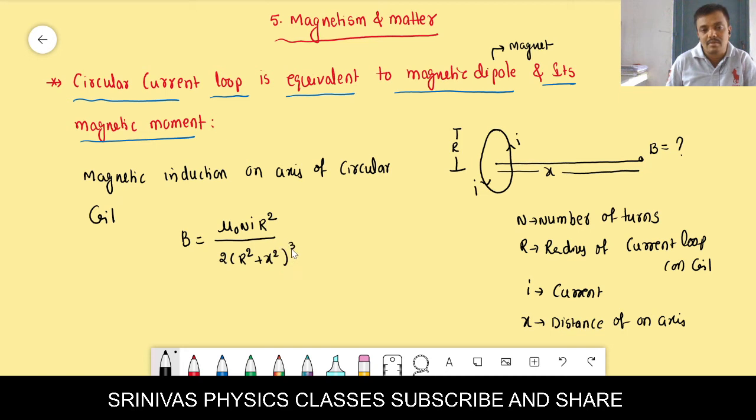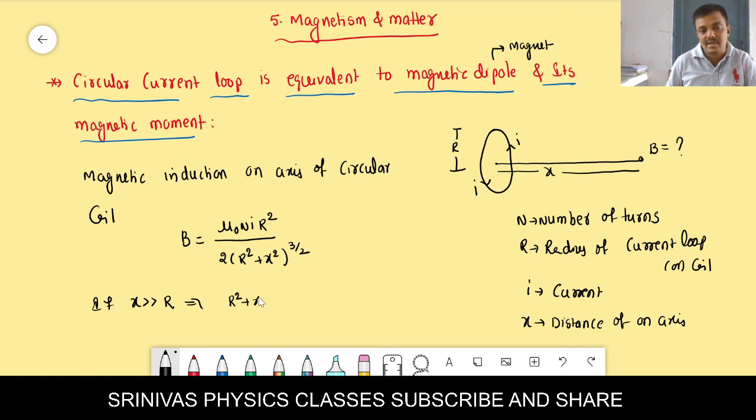B equals mu naught N I R square by 2 of (R square plus x square) whole power 3 by 2. This is the formula for the magnetic induction on the axis of the circular coil, which has N turns, where mu naught is the permeability of free space. Understood, students?